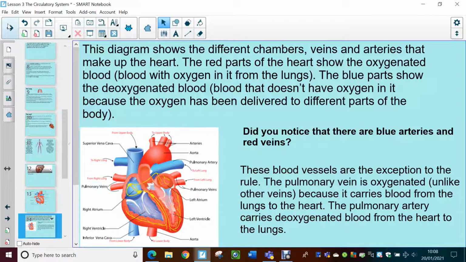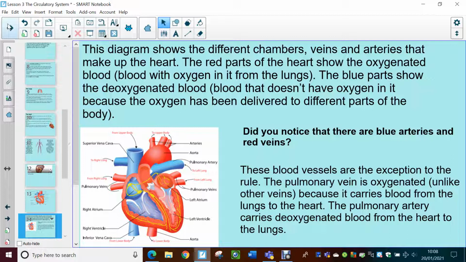So this diagram shows the different chambers, veins and arteries that make up the heart. The red parts of the heart show the oxygenated blood with oxygen in it from the lungs. The blue parts show the deoxygenated blood that doesn't have oxygen in it because the oxygen has been delivered to different parts of the body.